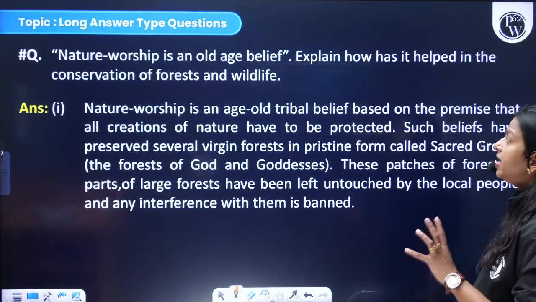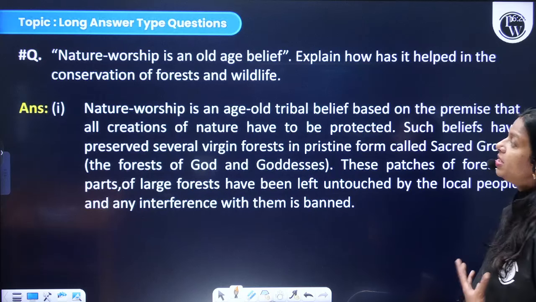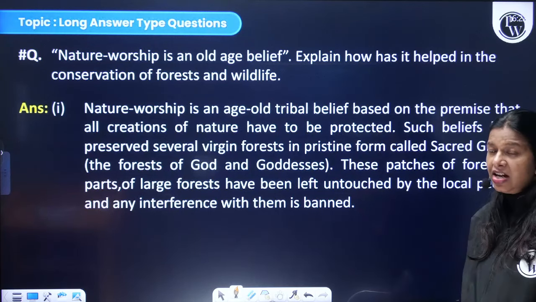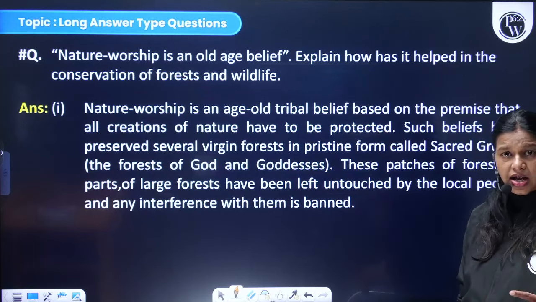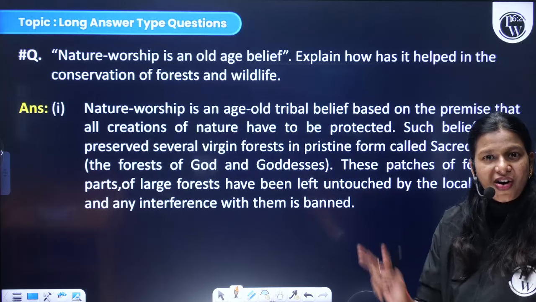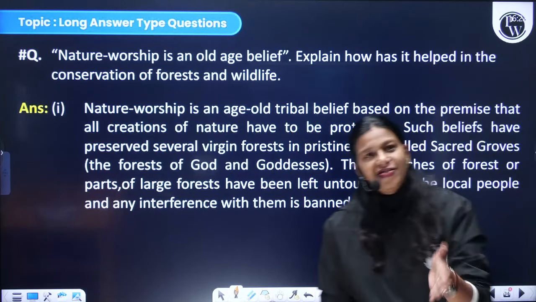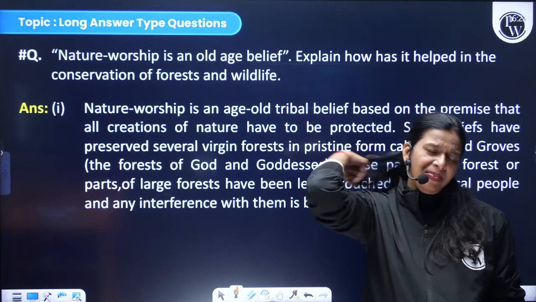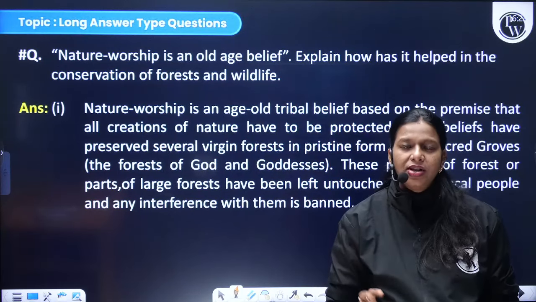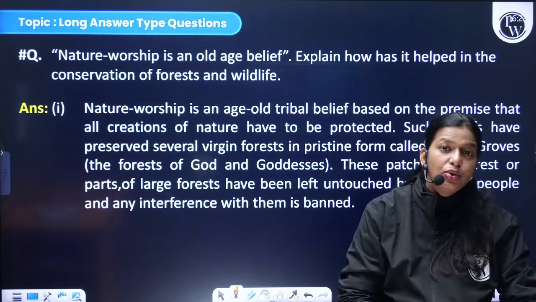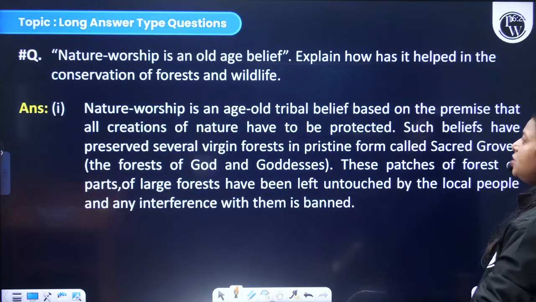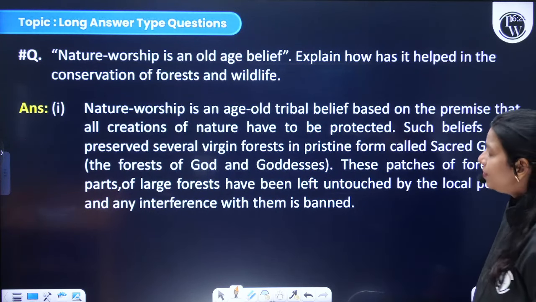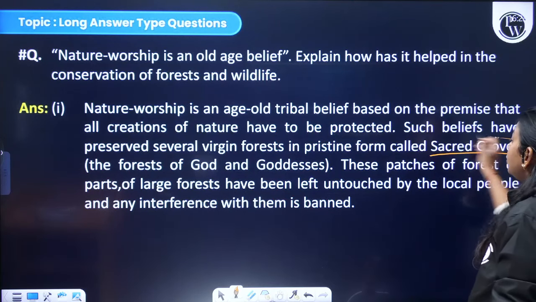Nature worship is an old age belief. Explain, how has it helped in conservation of forest and wildlife? In India and in many parts of the world, especially in Asia, nature worship is a very, very old tradition, because the modern gods and goddesses evolved with modern time. Earlier, when people did not have any sense of religion, what they feared was whatever was around them. So they feared the powers of nature, and that's who they worshipped. So nature worship is an age old tribal belief based on the premise that all creations of nature have to be protected. Such beliefs have preserved several virgin forests in pristine form called the sacred groves.